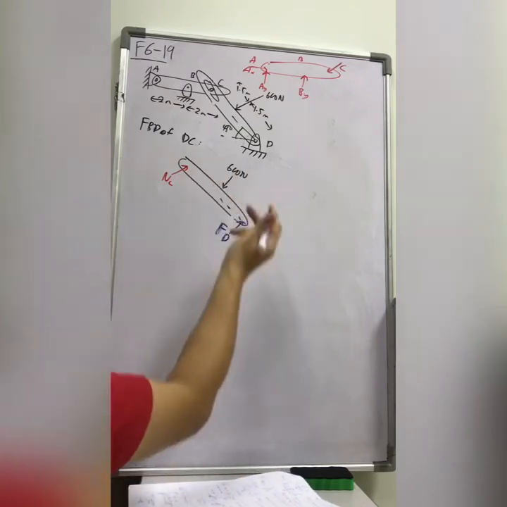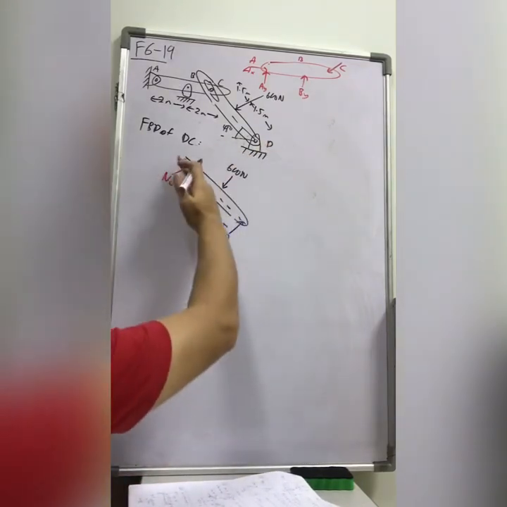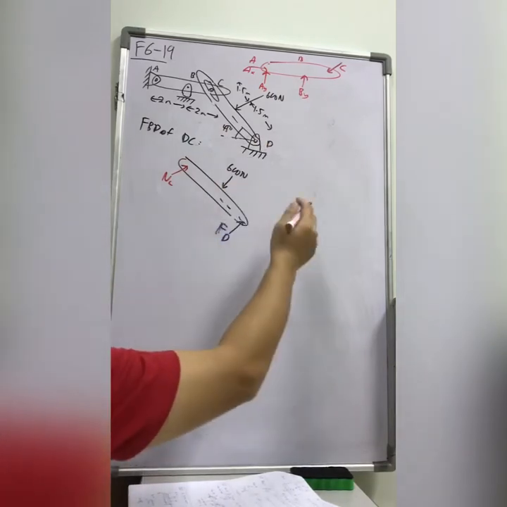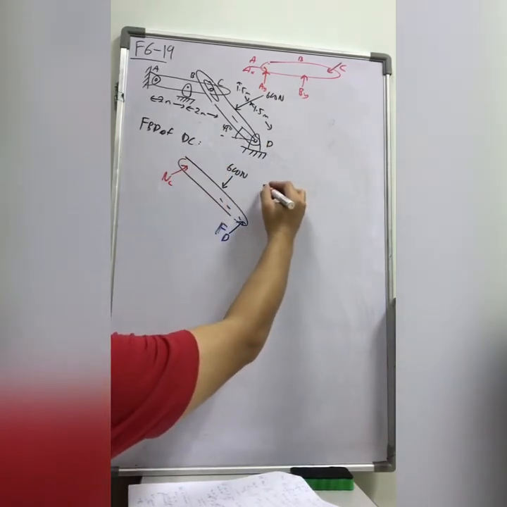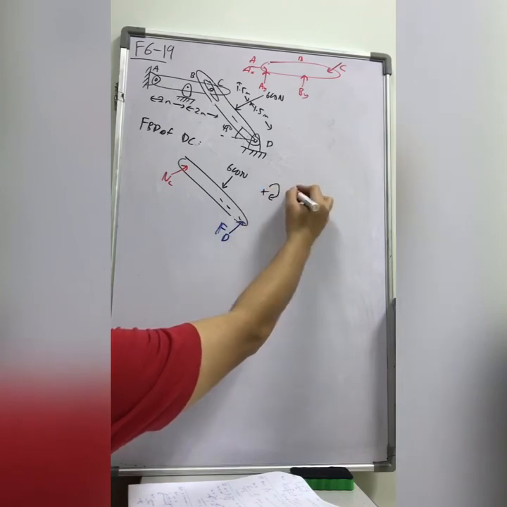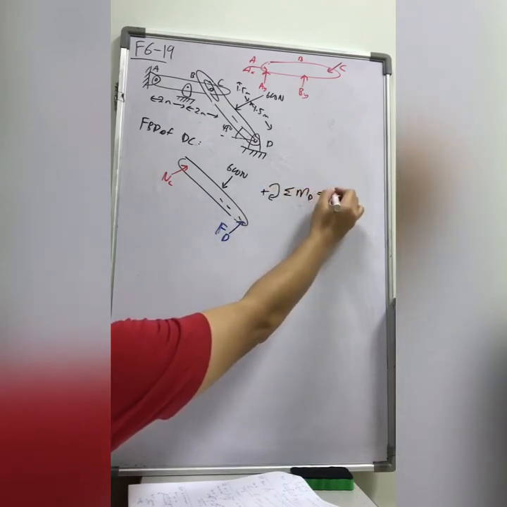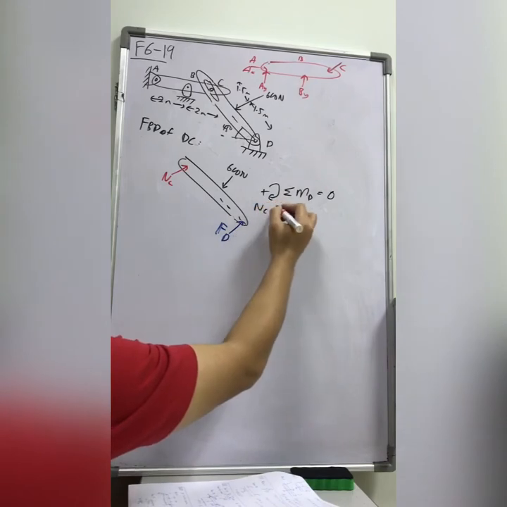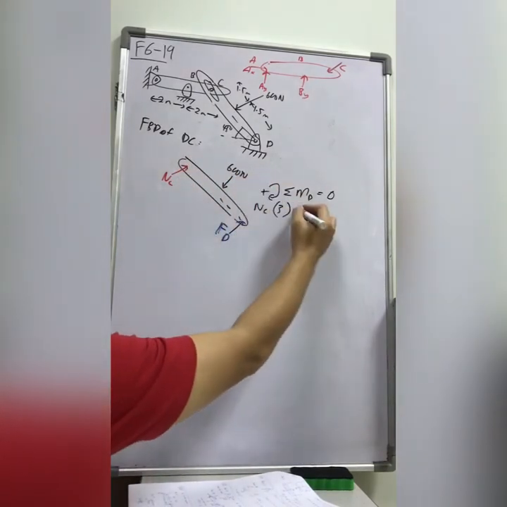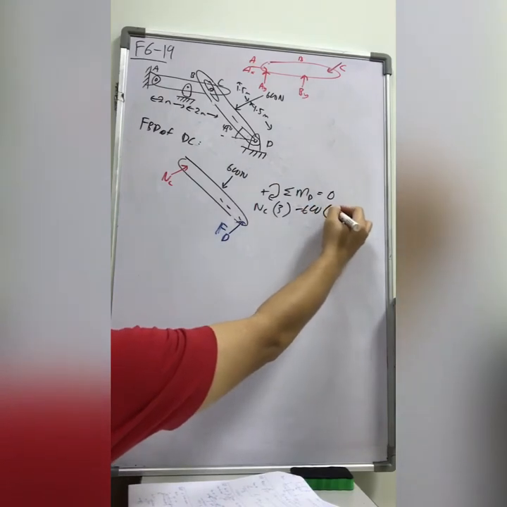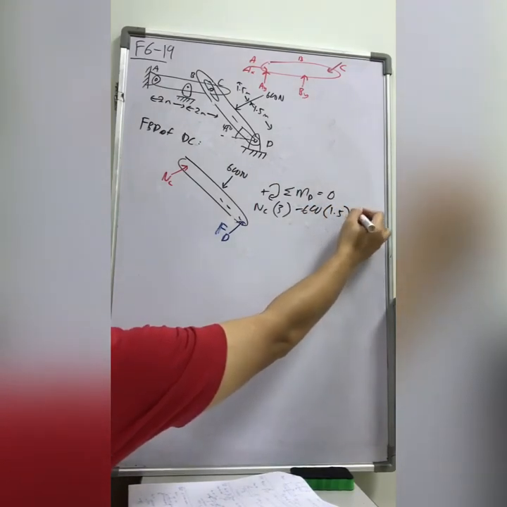You can do moment, or you can do Fy. In this case, this is Y prime. So here I want to do moment about point D equals to 0. So I have NC times 3, minus 600 times 1.5 equals to 0.